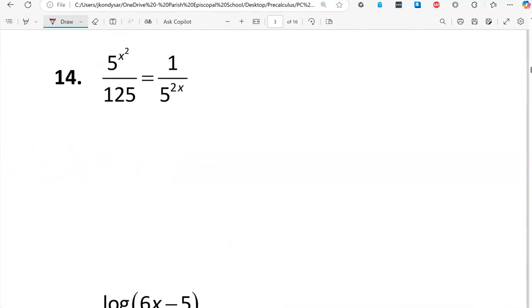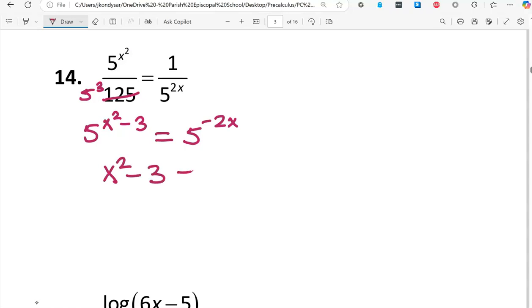In number 14, we have an exponential equation here. So if we realize that 125 is 5 to the third power, then when we divide, we subtract exponents. That's 5 to the x squared minus 3 is equal to, and 1 over 5 to the 2x is 5 to the negative 2x. So now we can just equate our exponents. X squared minus 3 is equal to negative 2x.